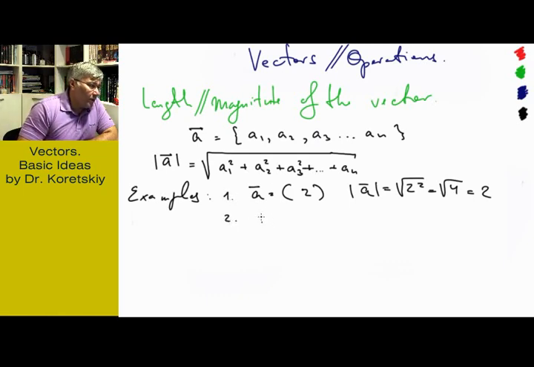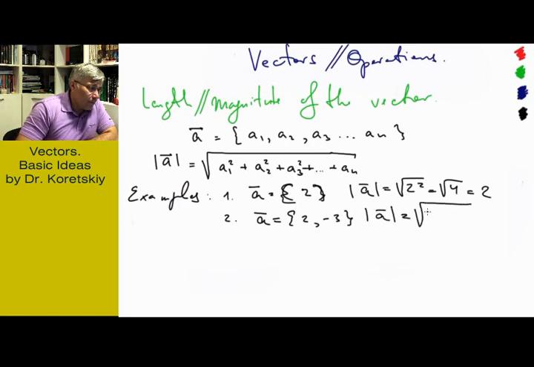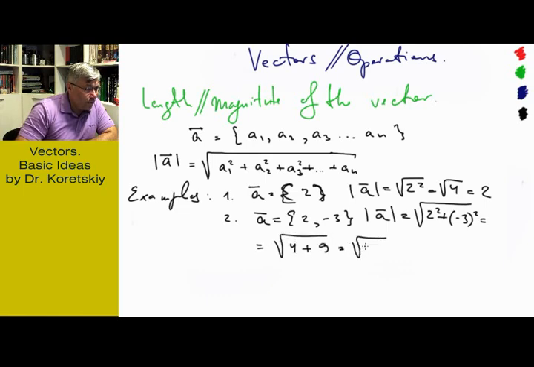That was the first one. For the second one, for example, vector A has components 2 and minus 3. Its length is the square root of 2 raised to power 2 plus minus 3 raised to power 2, and we have here 4 plus 9, the square root of 13. This is the answer here.